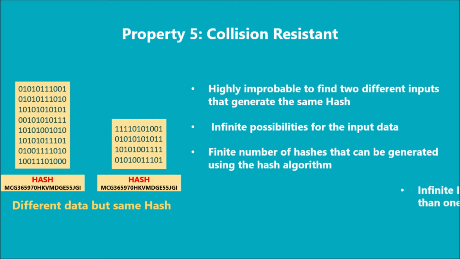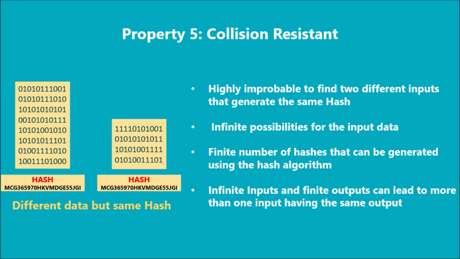If inputs can be infinite and outputs are finite in number, it is quite possible that more than one input can produce the same output. So the goal of being collision resistant is to make the probability of finding any two such inputs which share the same output negligible. If a hashing function is collision resistant, this possibility won't pose any security risk to the data.